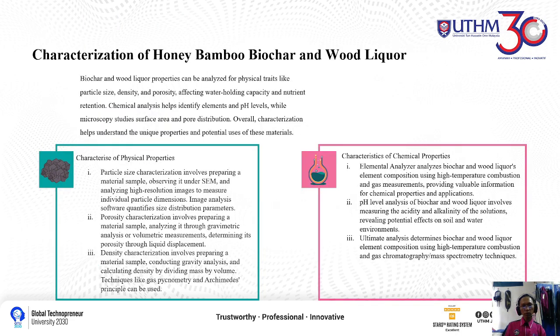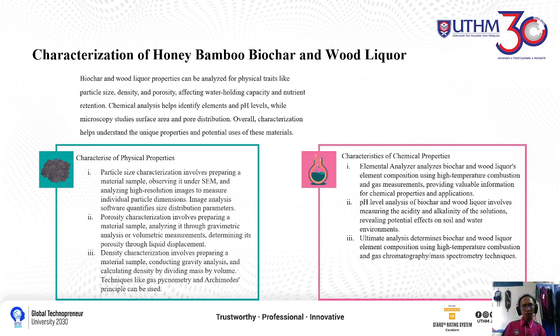Characterization of honey bamboo biochar and wood liquor. Biochar and wood liquor properties can be analyzed for physical traits like particle size, density, and porosity, affecting water holding capacity and nutrient retention. Chemical analysis helps identify elements and pH level, while microscopic study examines surface area and pore distribution. Overall, characterization helps understand the unique properties and potential use of this material.